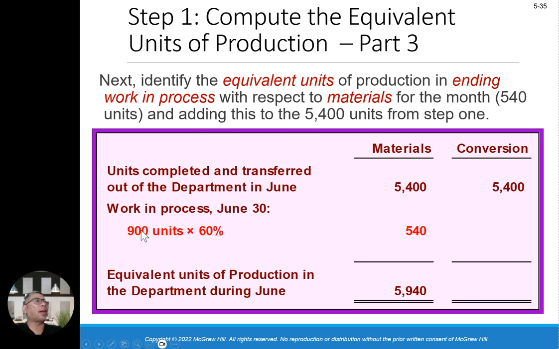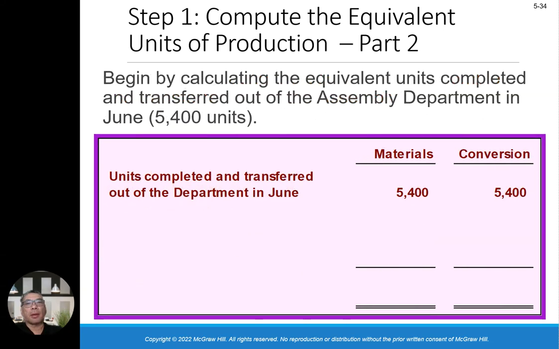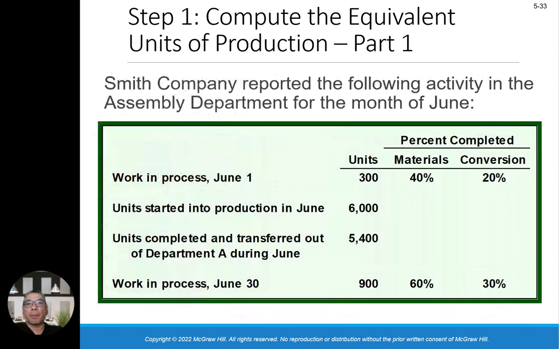How do you get this one? 900 times 60%, you got 540. So you got equivalent 5,940. Okay, let's go back to the previous logic here. This is the key part, 900. There you go. This is where you get this number from.